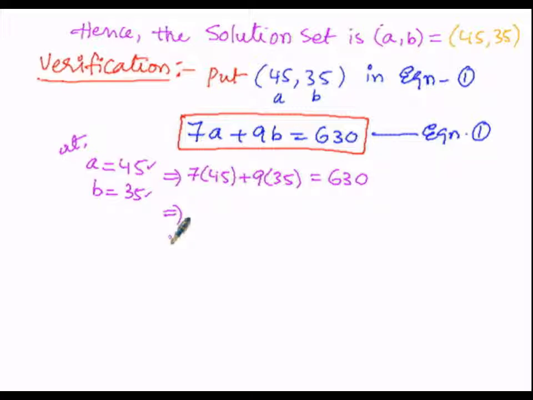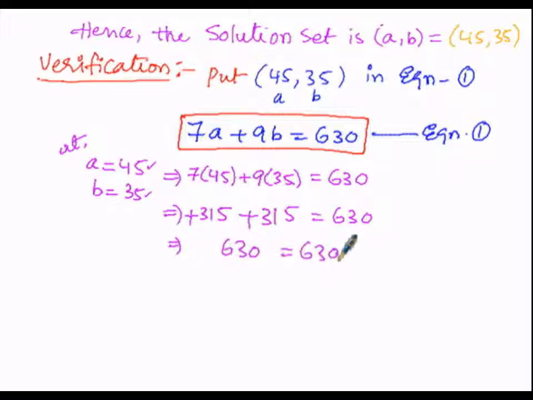7 into 45: 7 5s are 35, carry 3, 7 4s are 28, 28 plus 3 is 31, plus 9 into 35: 9 5s are 45, carry 4, 9 3s are 27, 27 plus 4 is 31 again. So that is equal to 630. By simplifying further, 315 plus 315 is nothing but 630, by adding these two, because both are positive. So we get positive 630, which equals 630 on the other side.